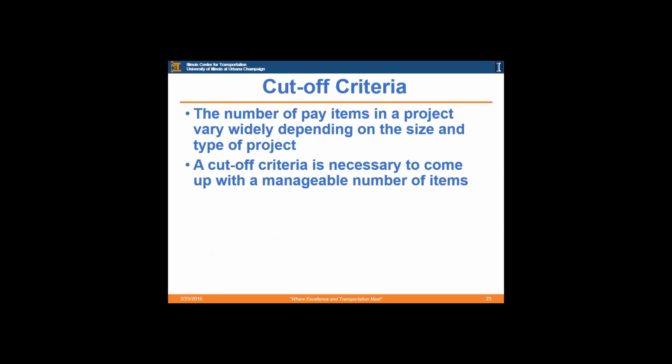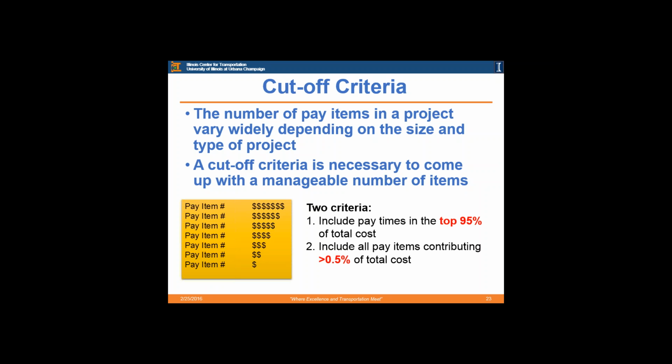of the tool. So, cutoff criteria. The number of pay items in a project varies very widely depending on the size and the type of project. It can be a couple hundred to maybe 500 pay items. So it ranges quite widely. And obviously we can't look at all of these pay items because, as you can tell with the process of LCA, it takes a long time to get all of the environmental data to model things. So we came up with a cutoff criteria with our consultants to have a manageable number to do the analysis with. There are 2 criteria for this.